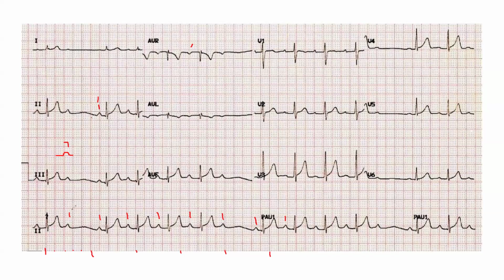What is the next one? We do have P waves. Why is it arrhythmic? Because it's not followed by the QRS. Not every P is followed by QRS. We do see some dropped P waves that are not followed by QRS.